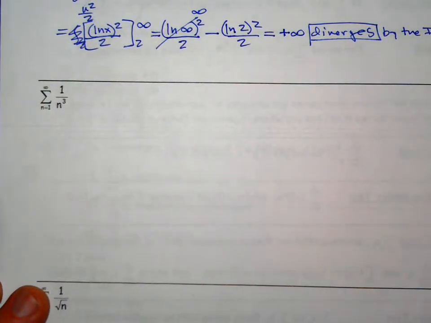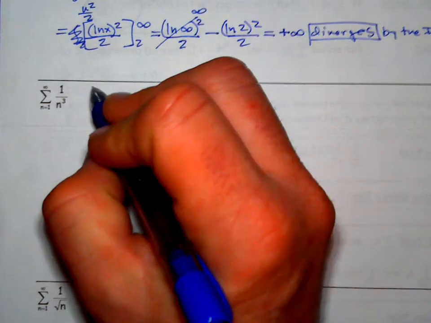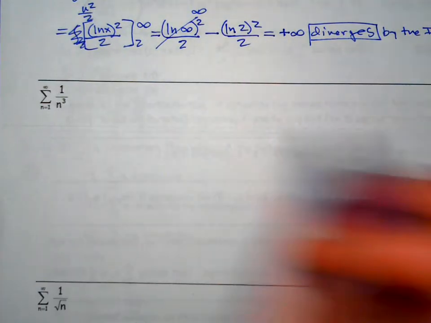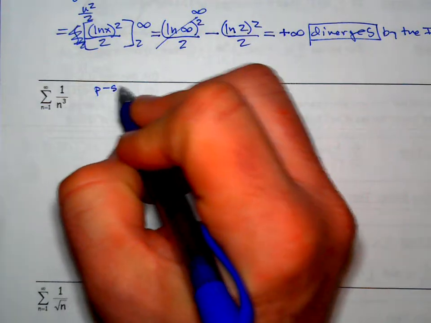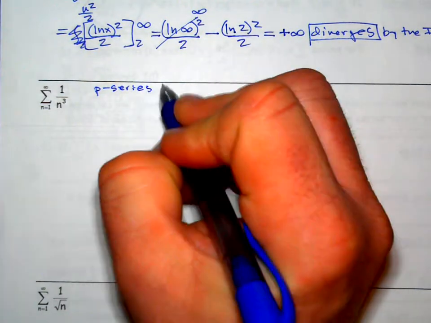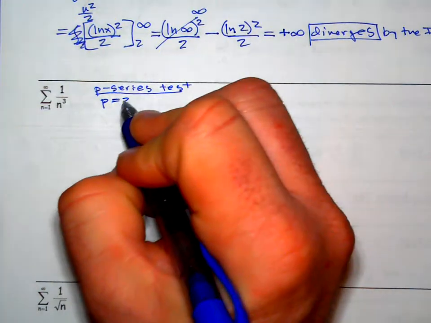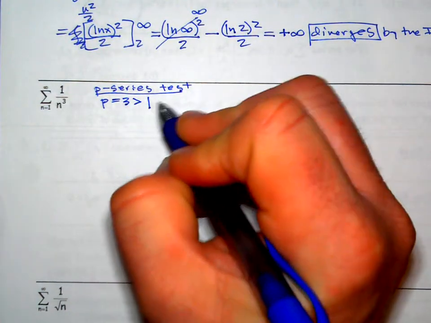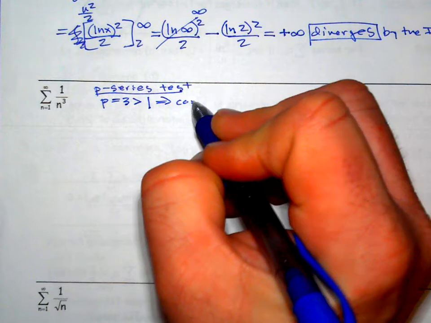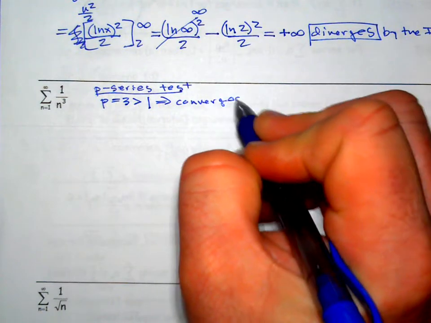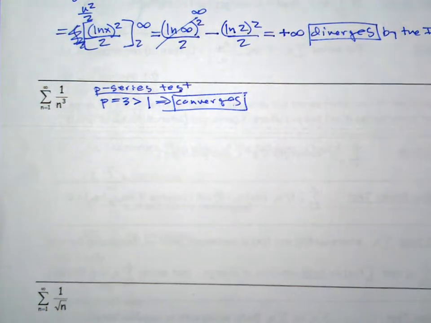Okay, try the next one. Now, the next one, if this were the next test, I'd say, oh, that's a P series. And this is going to be your best, quickest way. P equals 3, which is greater than 1, which means it converges. Done. So, that's what I would do.